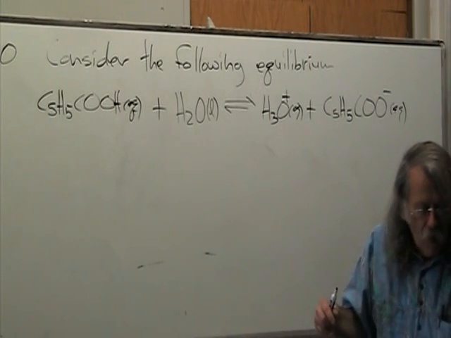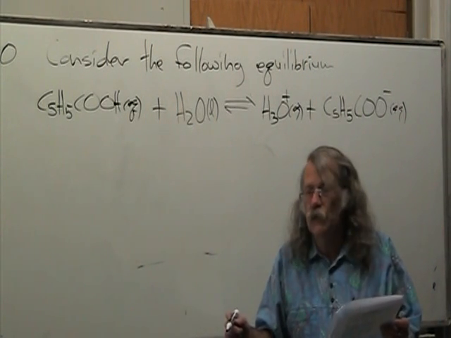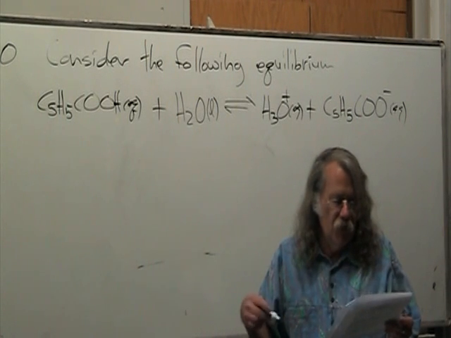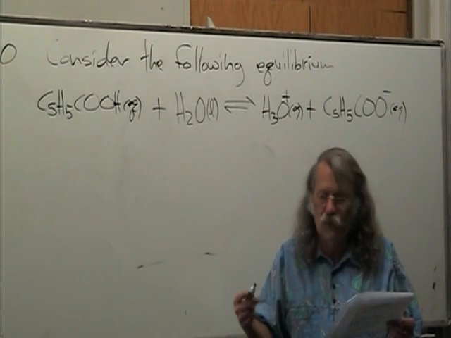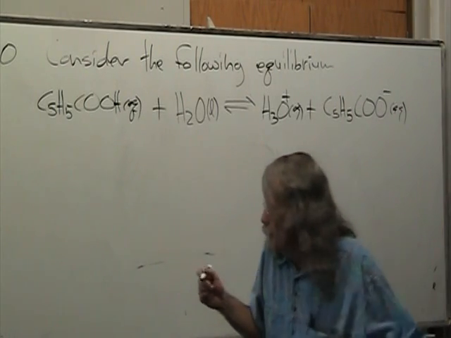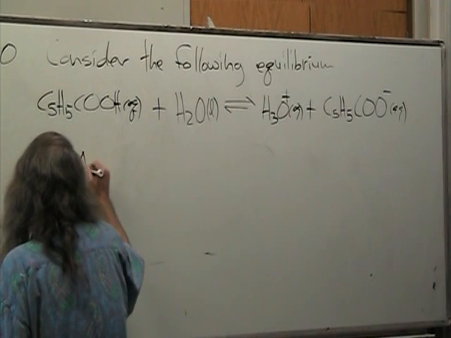So option A says it will lower the pH. That's not true. Option B, addition of benzoate to the solution will raise the pH. So option B would be correct. So B would be true.